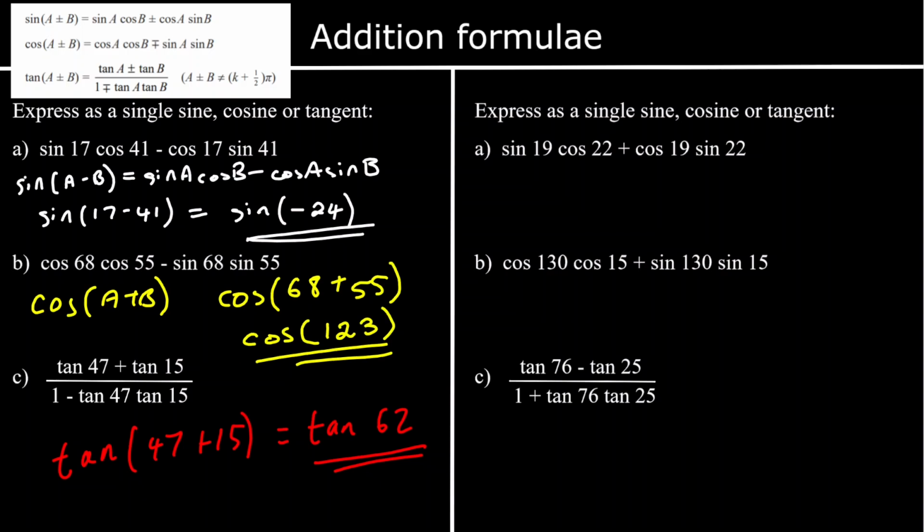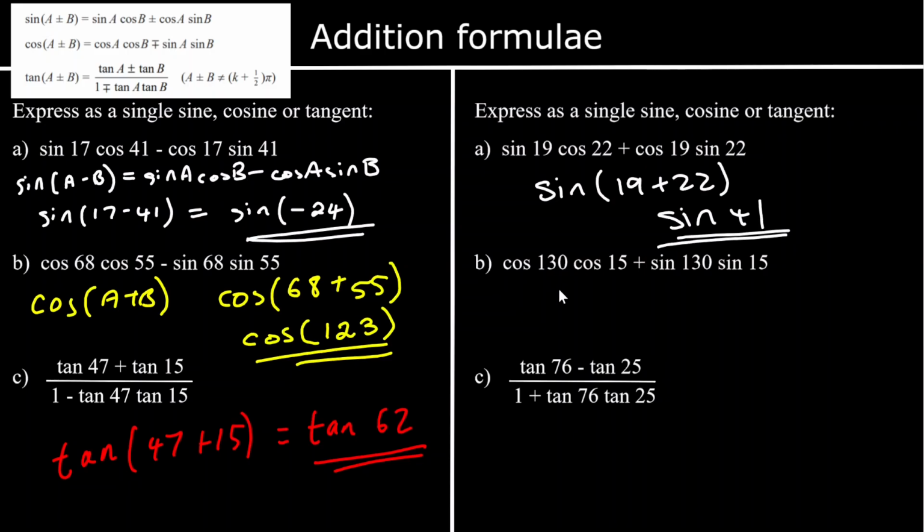And some for you to try. See if you can give them a go. So the first one, we've got a sine cos and a cos sine. So it's got to be sine. It's got a plus in between them. So it's the top one. It's sine A plus B. So sine(19 plus 22), which will be sine 41.